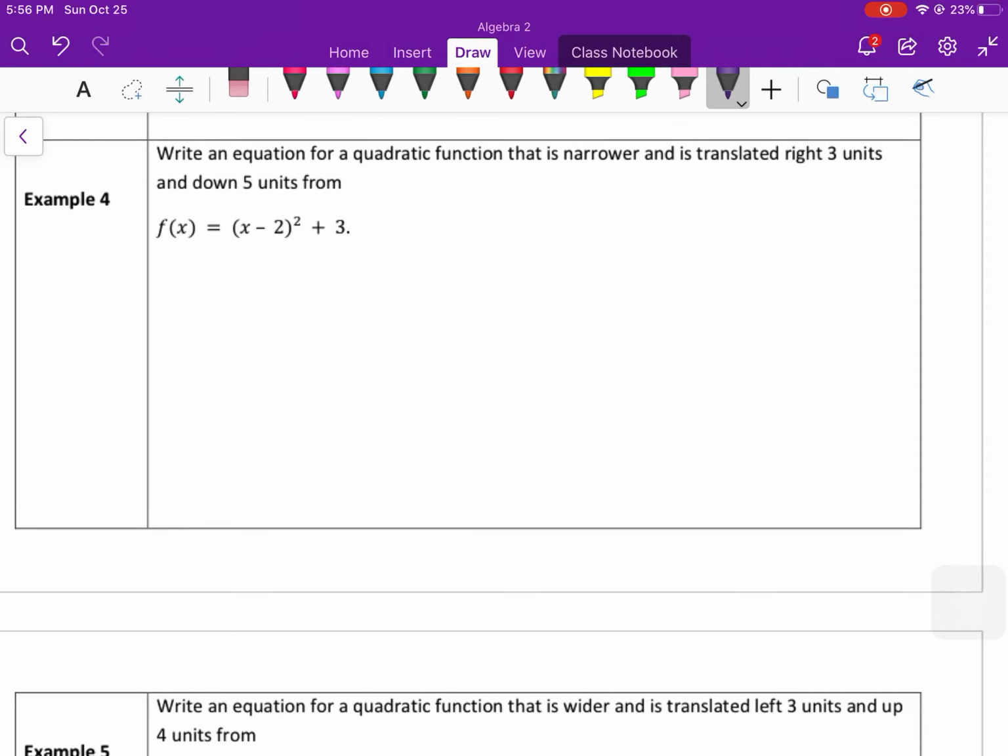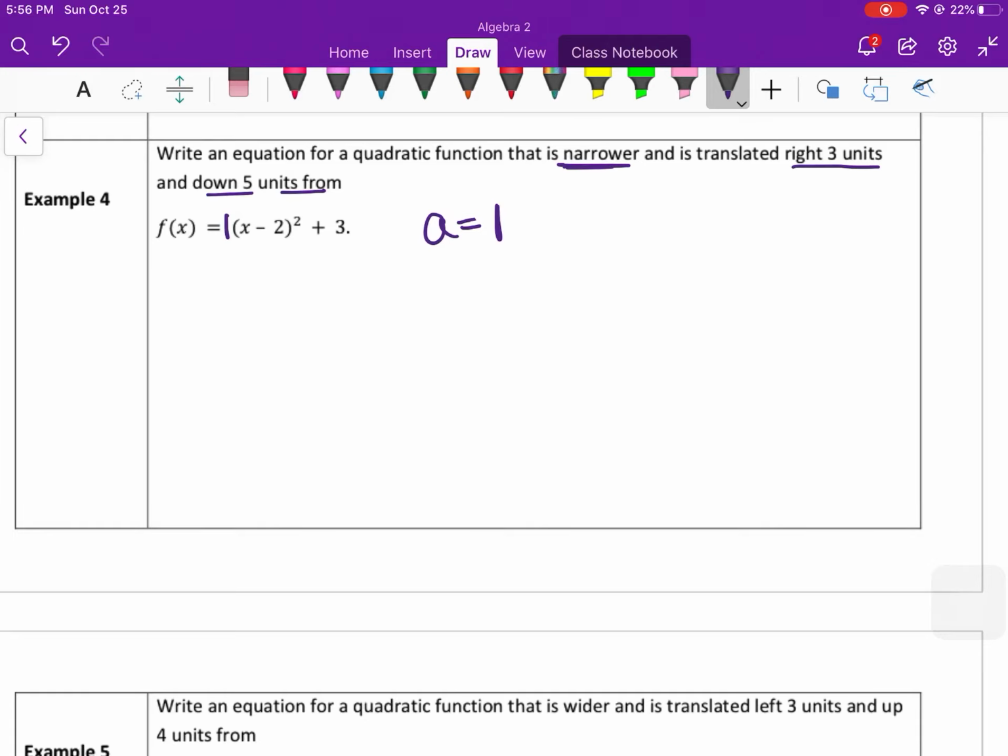Write an equation for the quadratic function that is narrower, and it's translated to the right 3 units and down 5. First, my a value in this case is 1. If I wanted it to be more narrow, it's going to have to be bigger than that. So you could choose an a value that's anything bigger than 1. So 2, 1.5, 3, etc.